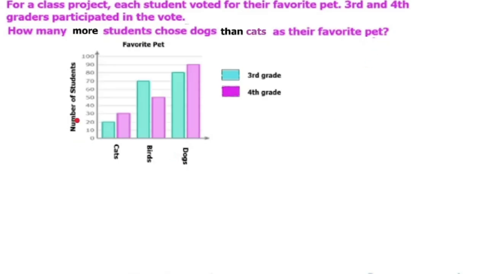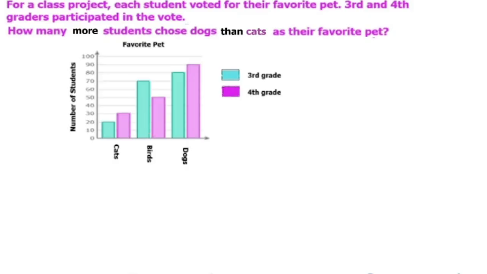So this is the number of students. This is the favorite pet. This is how many voted for cats. This is how many voted for birds. And this is how many voted for dogs. So third graders are in the turquoise, okay? And then fourth graders are in the purple.